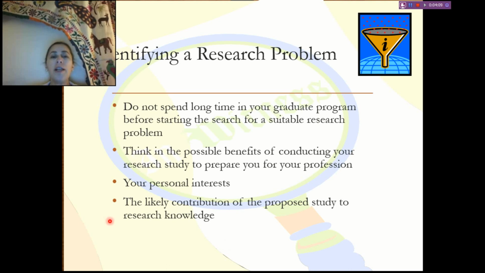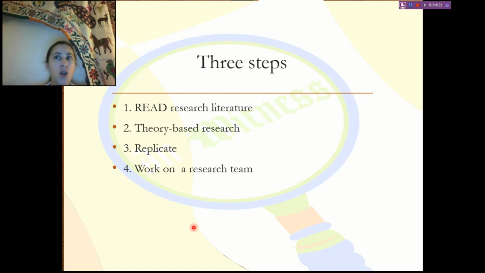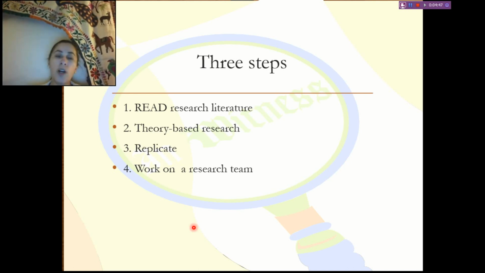And of course, anything that you do has to contribute, has to provide research knowledge in the literature. It has to be something that nobody else did before, or a follow-up. You have to provide something new in this world. There are 3 steps to do that. First, you need to read the research literature. Then you have to think about theory-based research. And third could be to replicate. There's a 4th step that sometimes people do not have time for, but it is recommended: you can work in a research team so you can learn how to do research.